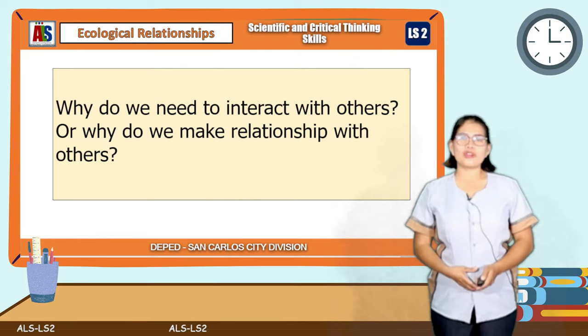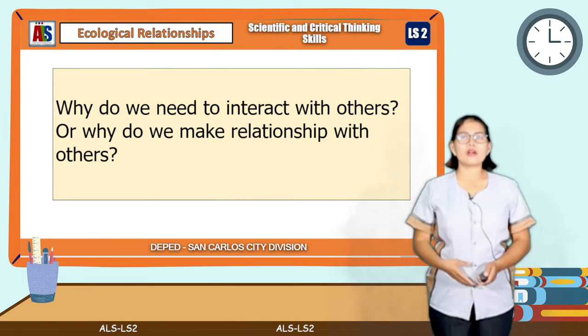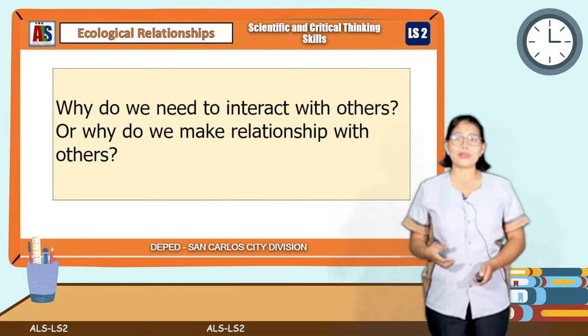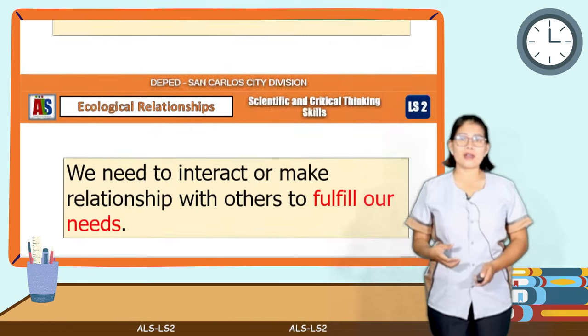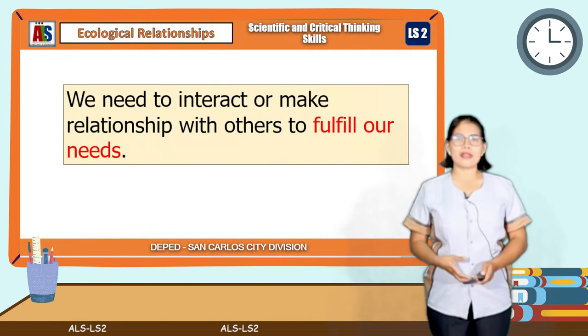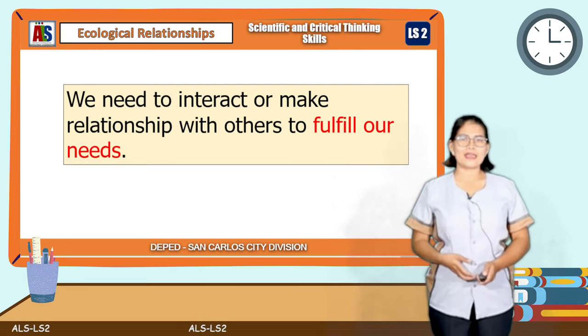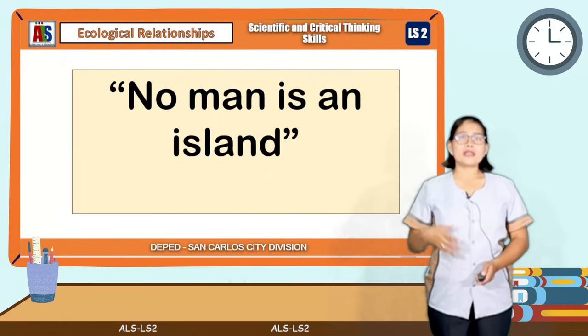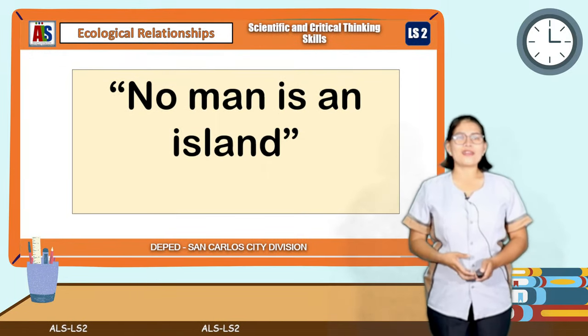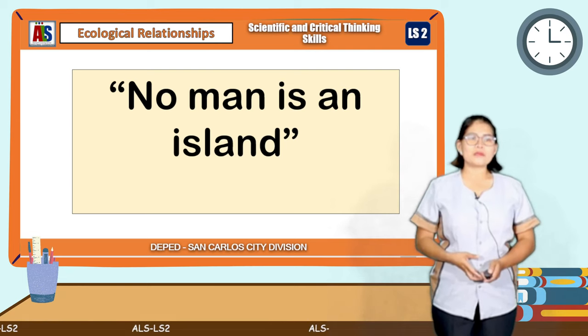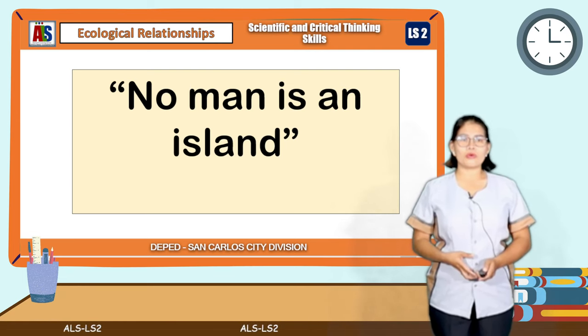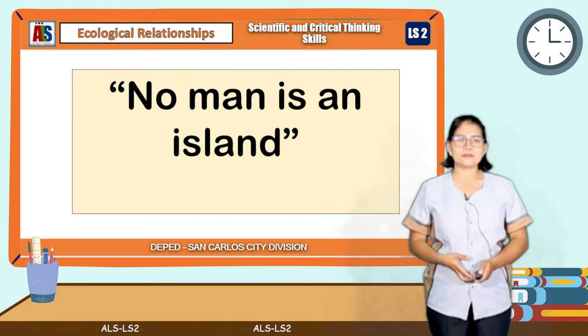Why do we need to interact with others? Or why do we make relationships with others? It's because we need to interact or make relationships with others to fulfill our needs. Because no man is an island. Correct. We need others because we cannot live alone. And it is true that no man is an island.